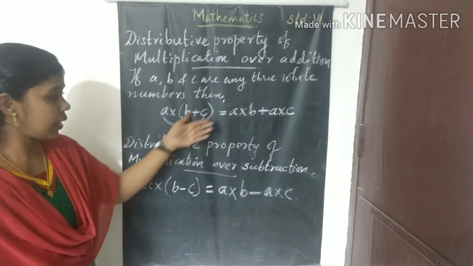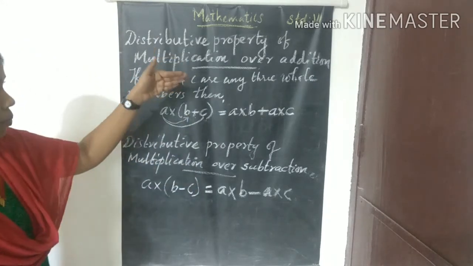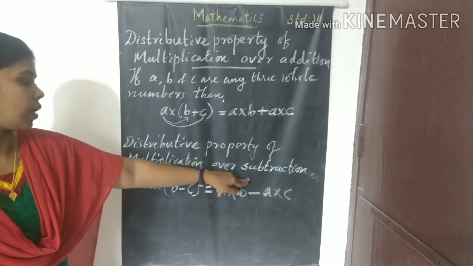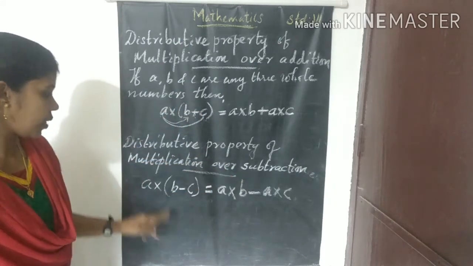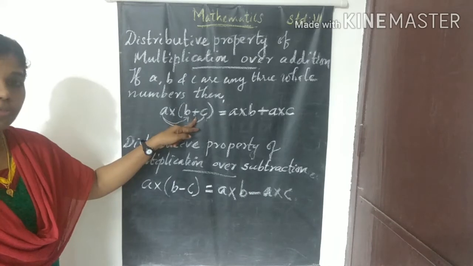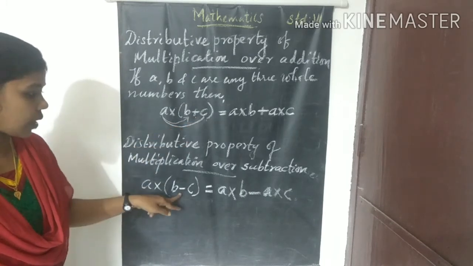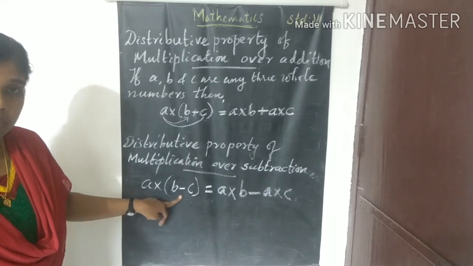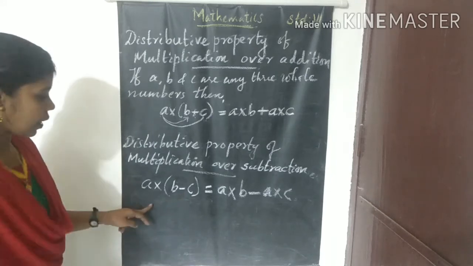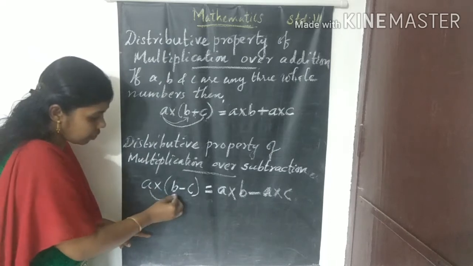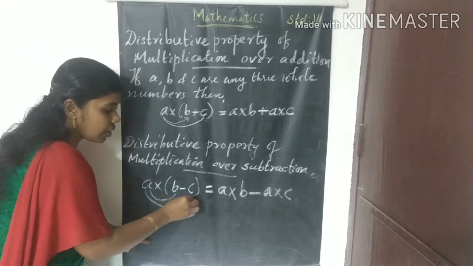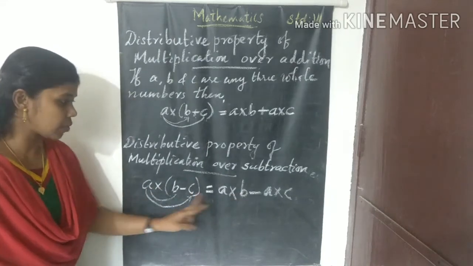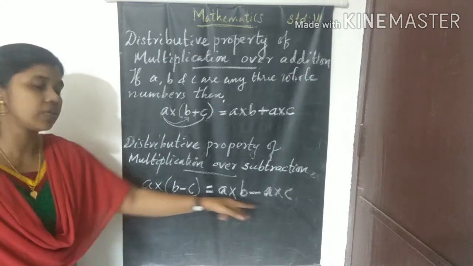Okay. Then the multiplicative property under what? There is multiplication over what? Subtraction. That time, in place of the plus symbol, here comes minus, that is the subtraction symbol. Then A into B, that is A distributed to B and A distributed to C also. Okay, that means A into B, this minus A into C.